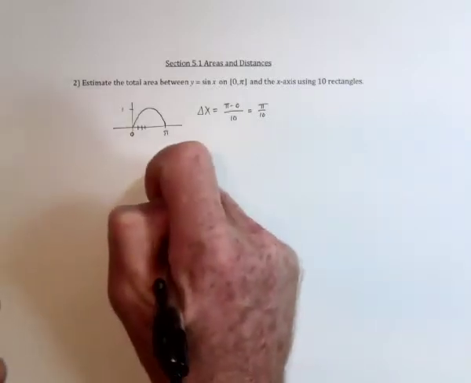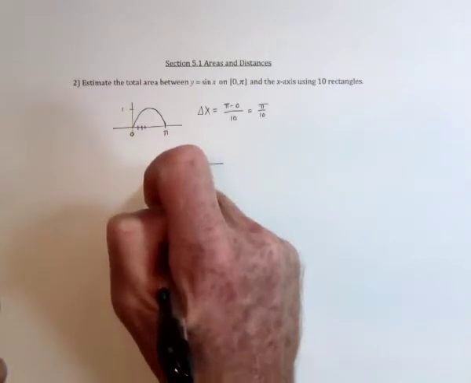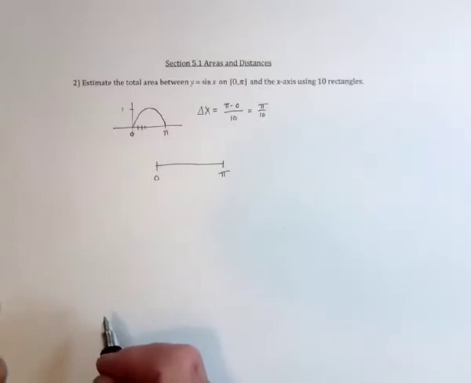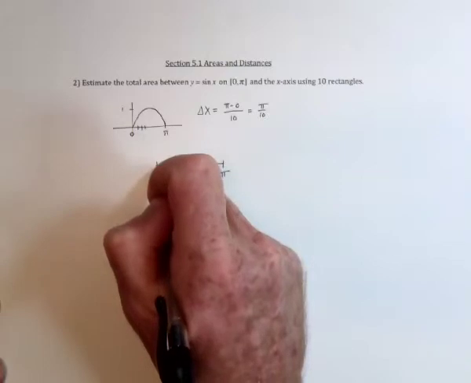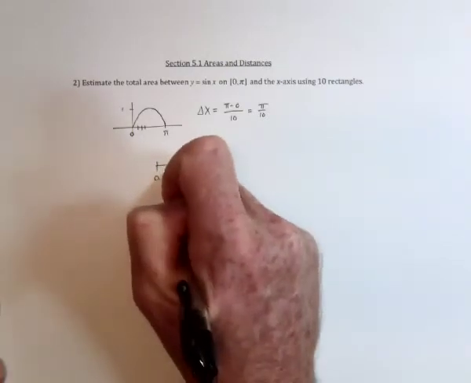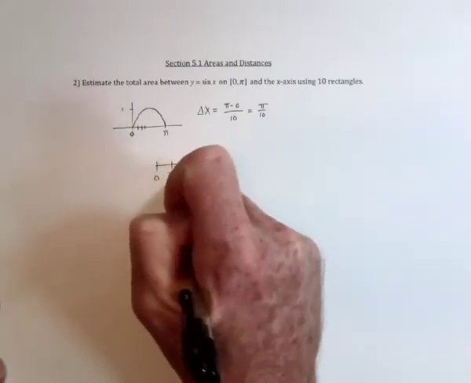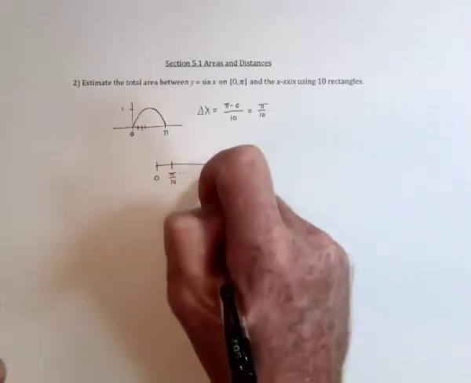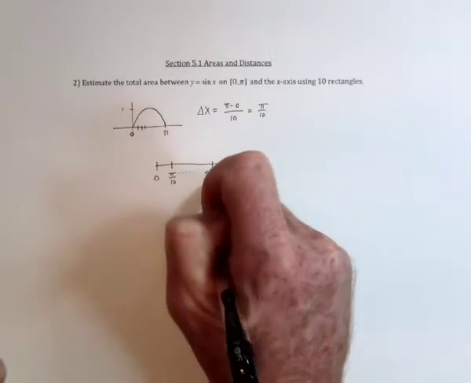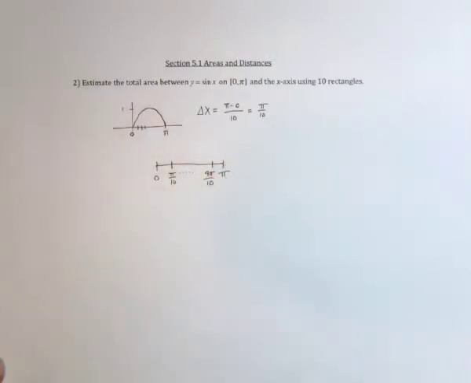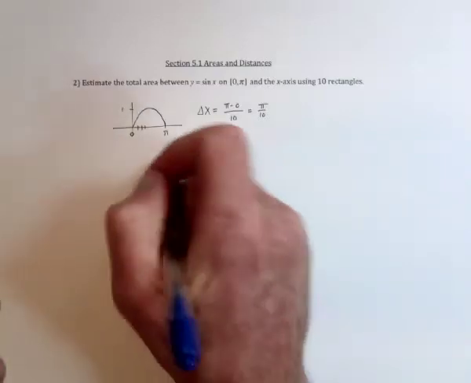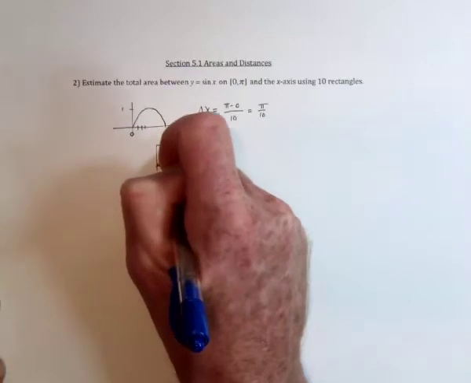So what I like to do is exaggerate or blow up the interval, and I need to know where do I start and where do I stop. So this first one would go from 0 to pi over 10, and then this last one, since we're going in tenths, would be 9 pi over 10. And then the rectangles would have a width of pi over 10, and then you go up and make a rectangle.